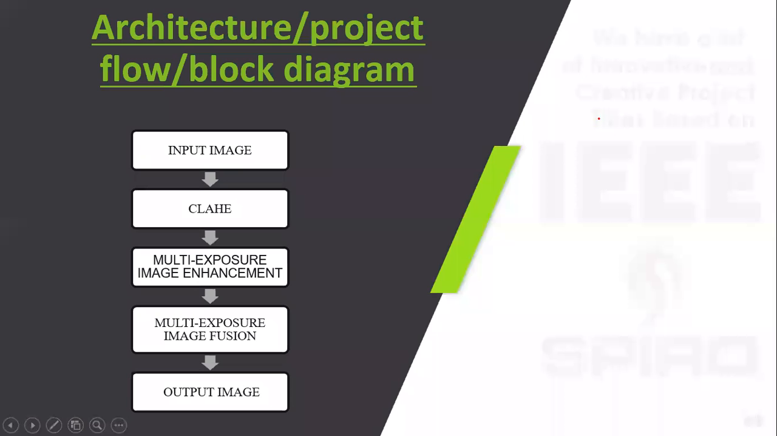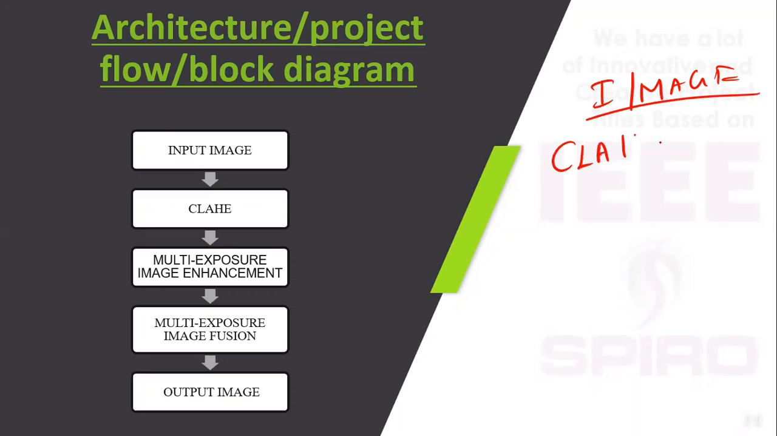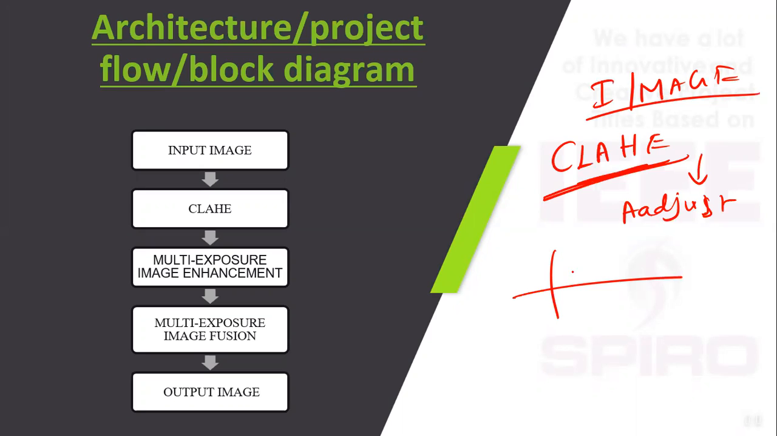The block diagram. First of all, you take an input image and apply a CLAHE algorithm to adjust the histogram level of the input image. And next, we use the multi-exposure image enhancement. Likewise, we detect the multi-exposure levels, and finally you fuse the images and get a better result.